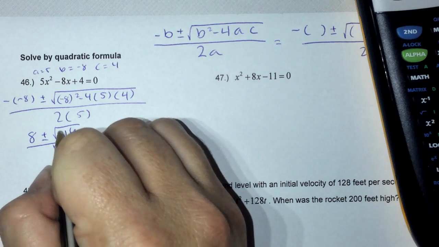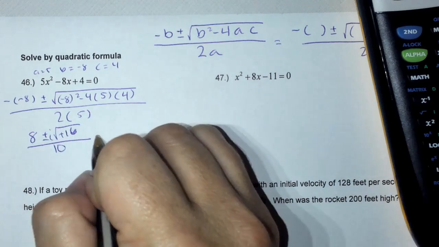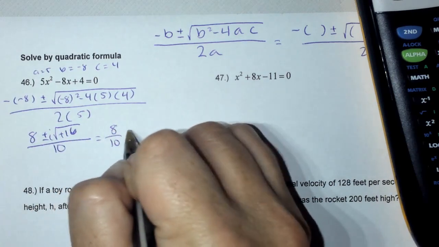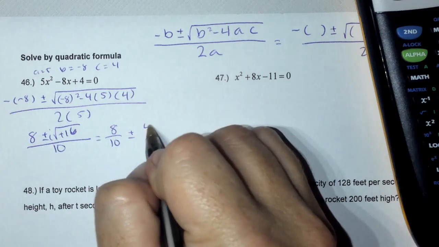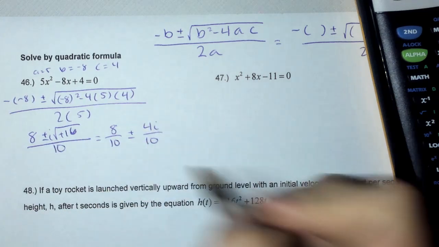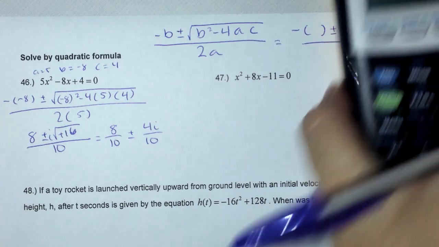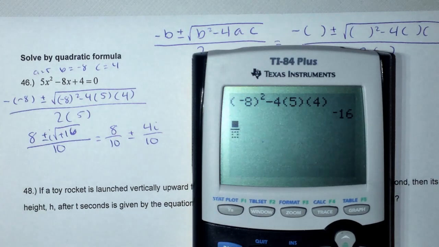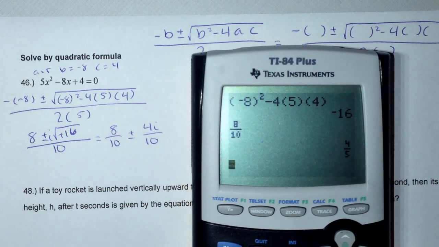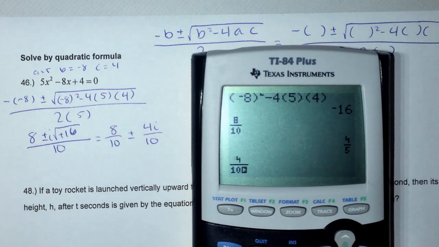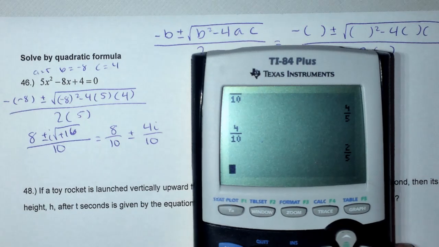Well, I know it's negative, so I have to take out, make it positive and put an i. I'm also going to separate, so 8 over 10 plus or minus, and that gives me 4i over 10. Well, both of these simplify. Use your calculator if you need to. Alpha y equals enter, 8 over 10 gives me 4 over 5, and then alpha y equals enter, 4 over 10 gives me 2 over 5.